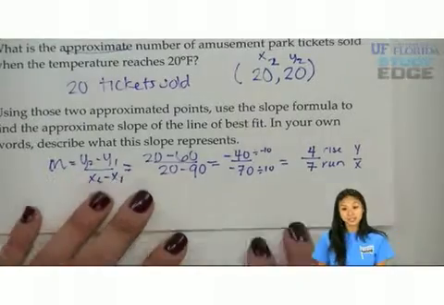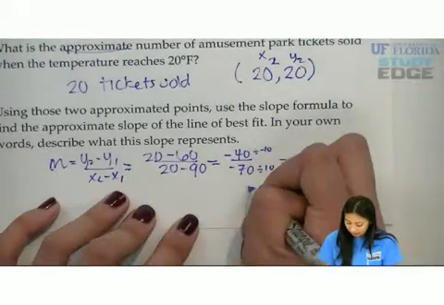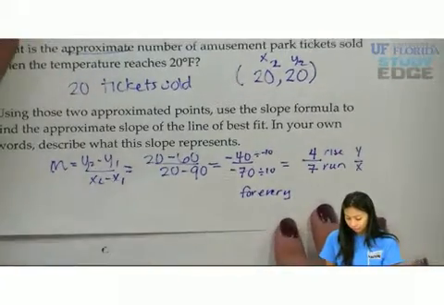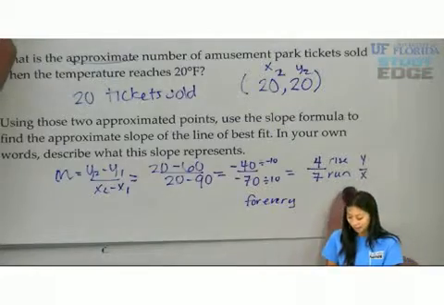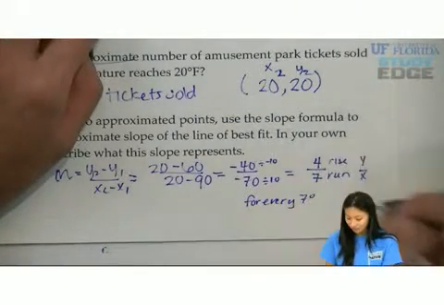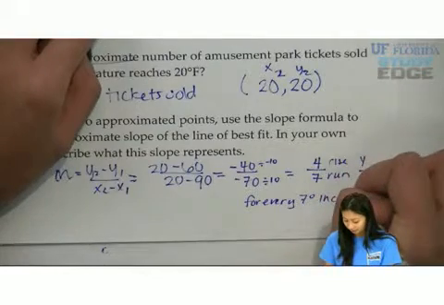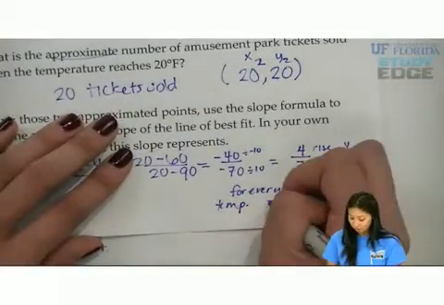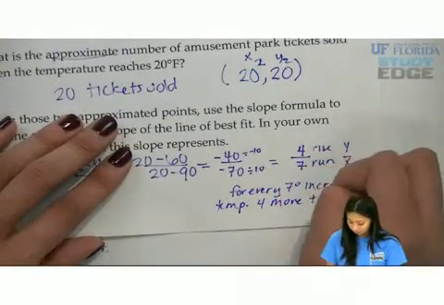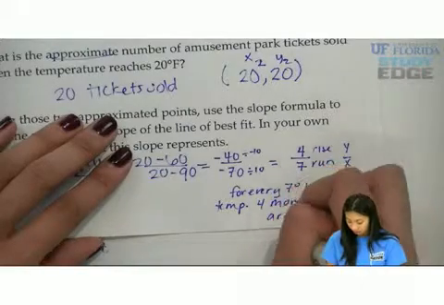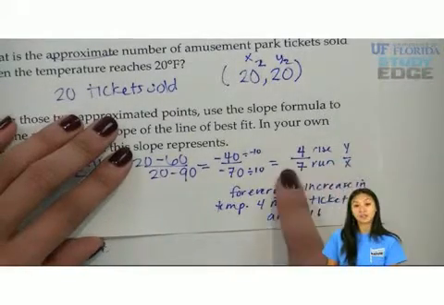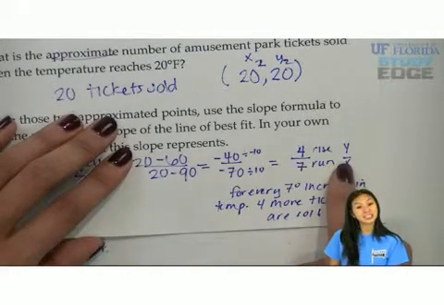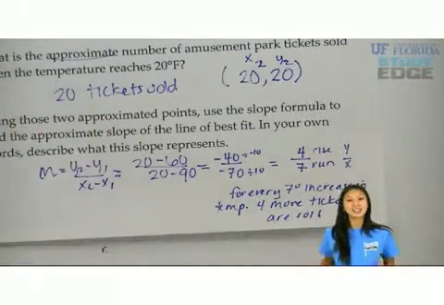So what that means is for every 7-degree increase in temperature, 4 more tickets are sold. That's the relationship. So if I increase by 7 degrees, I must sell 4 more tickets. Now this is approximate.